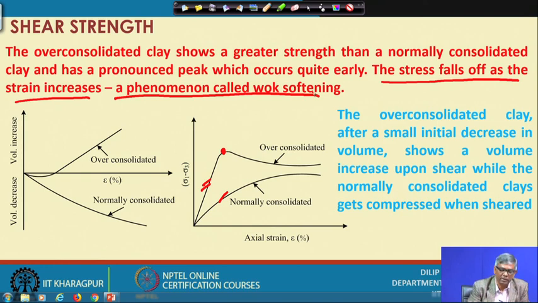And then, while shearing, normally consolidated soil generally shows a continuous decrease in volume. So, if this is the zero reference, and you plot axial strain versus volume change, for normally consolidated it will continuously decrease in volume. Whereas if it is over consolidated clay, initially it will show some decrease in volume, but after some time it will continuously increase in volume, like the dilation behavior in sand. A similar thing happens here.